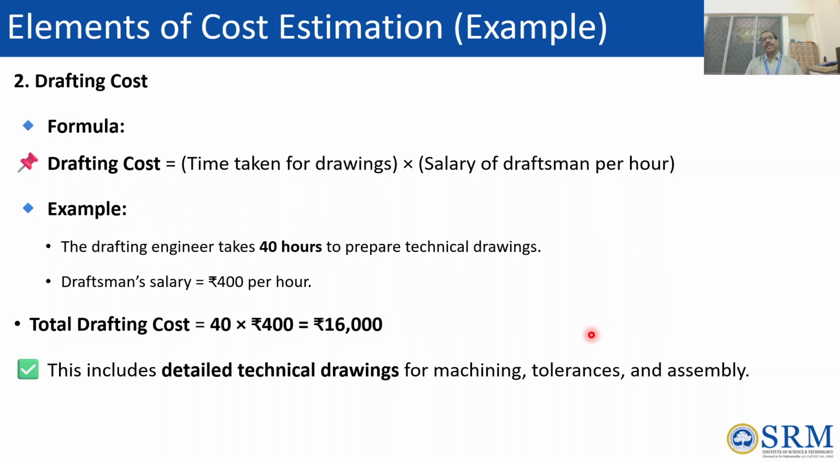Then drafting cost, as I said, draftsman cost. So how much time he takes for doing the drawing of that particular hydraulic cylinder, and what are all the components inside. He should do the detailed drawing, and along with the GD&T, tolerancing, allowances, everything he should draw and represent. Then for him we need to pay some salary, right? Salary of draftsman per hour. So for example, the drafting engineer takes 40 hours to prepare a technical drawing. His salary is 400 per hour. So total drafting cost would be 40 hours into 400 rupees, you will be having 16,000. This includes detailed technical drawing for machining, tolerance, assembly, and all.